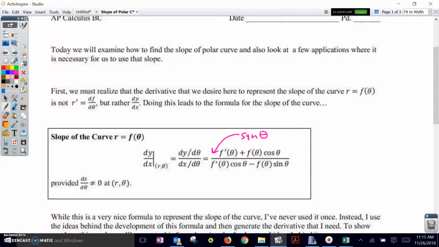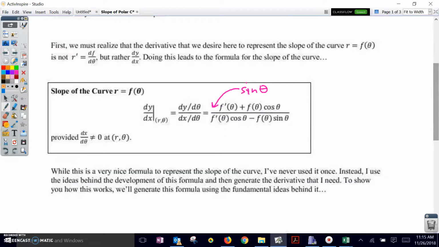But to find the slope of a polar curve, dy dx, for a particular polar point r theta, all we have is dy d theta over dx d theta. dy d theta is sine of theta f prime of theta plus f of theta cosine of theta, and dx d theta is f prime of theta cosine of theta minus f of theta sine of theta. And so we can use this formula. I say below, well, this is a very nice formula to represent the slope of the curve.